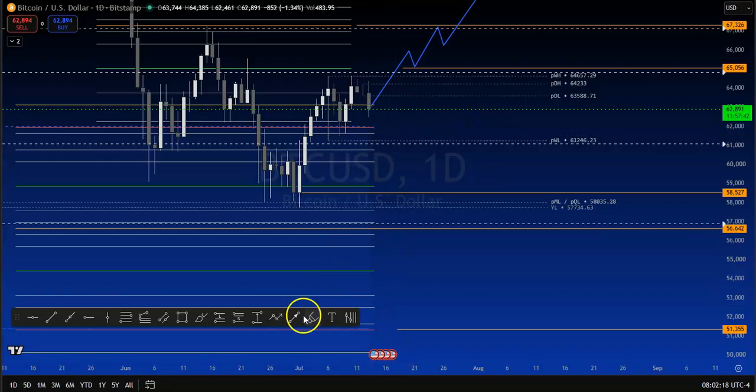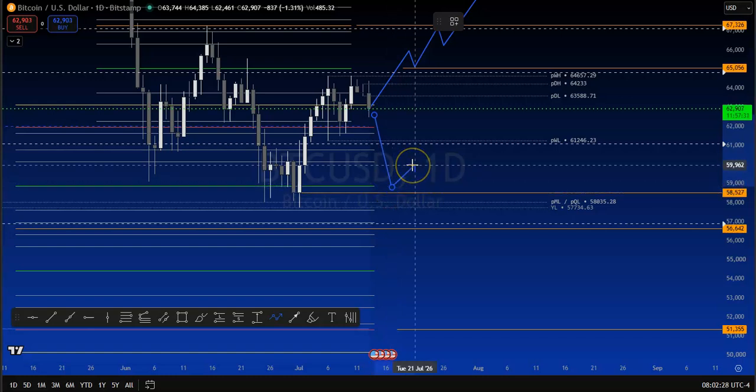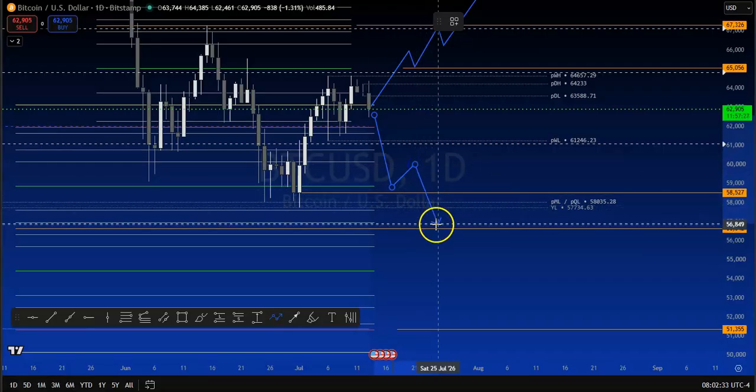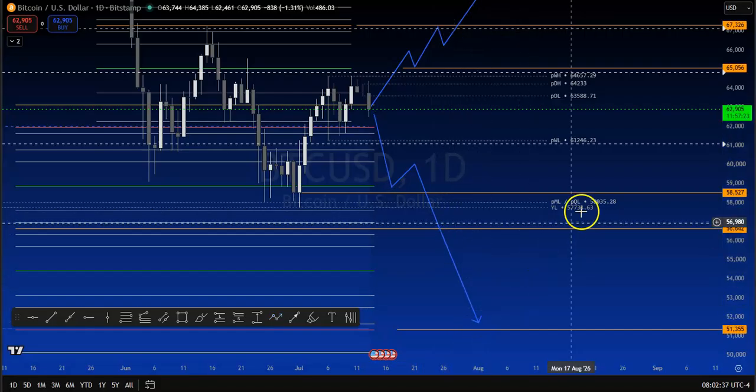If we were to break down, I'm going to be looking for something around using this as resistance. This is the 58,500. And then, like I said, breaking through that, we'd be looking at around 56.8 and then possibly all the way down here to 51.